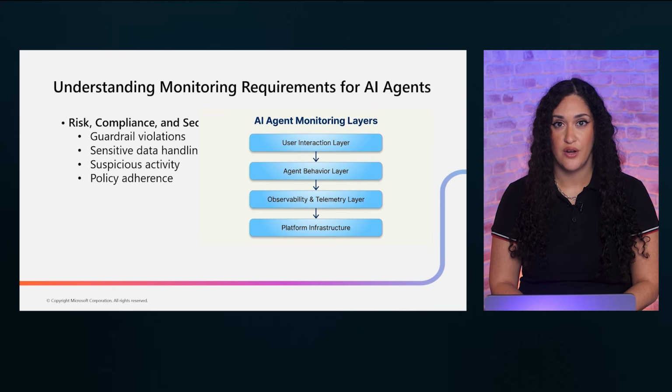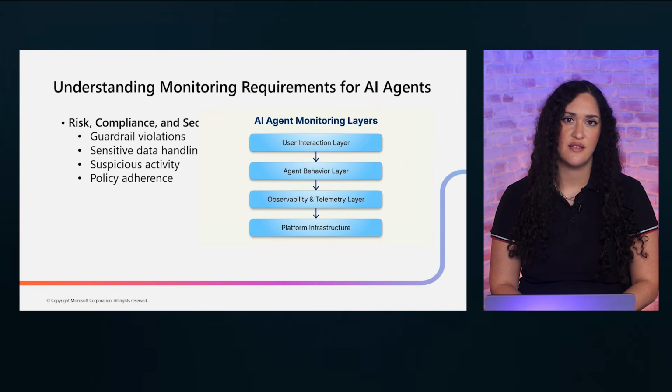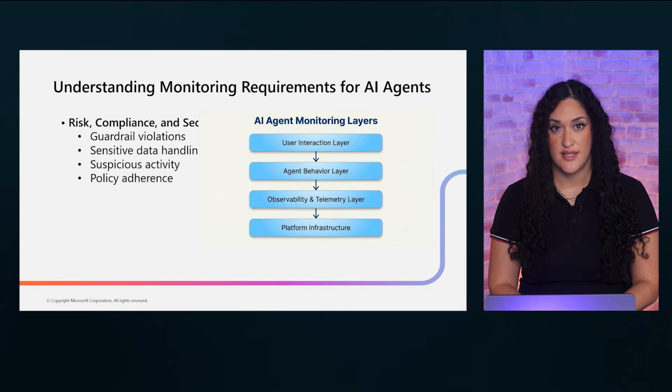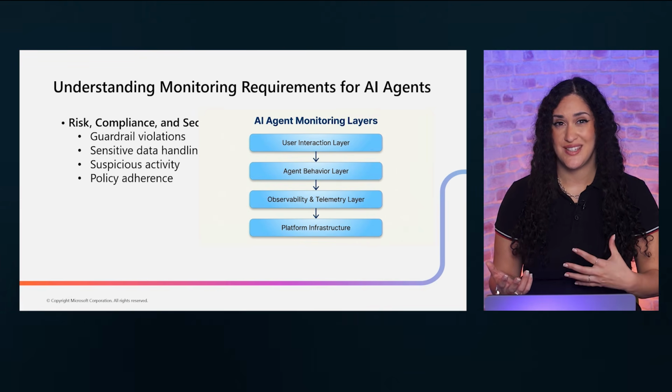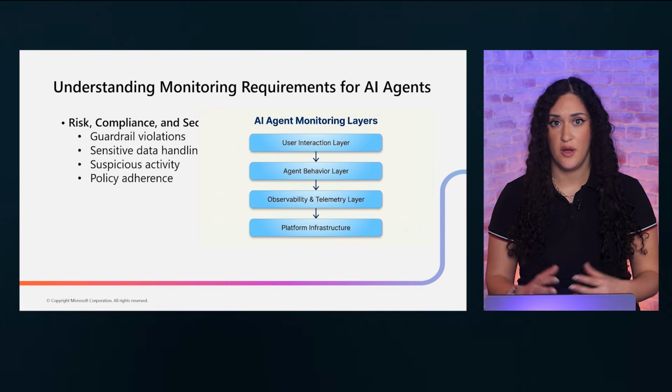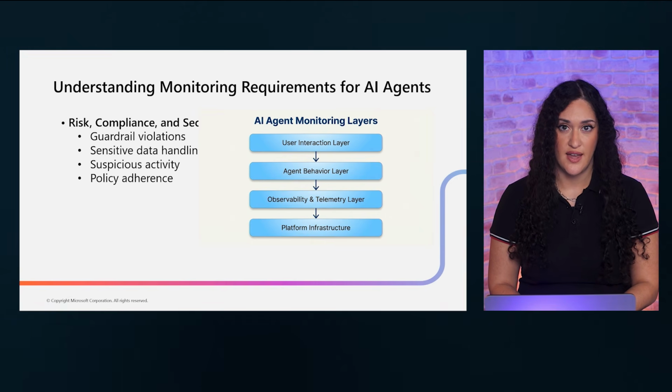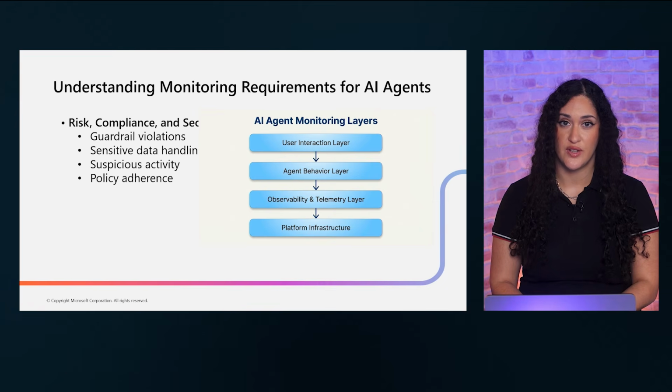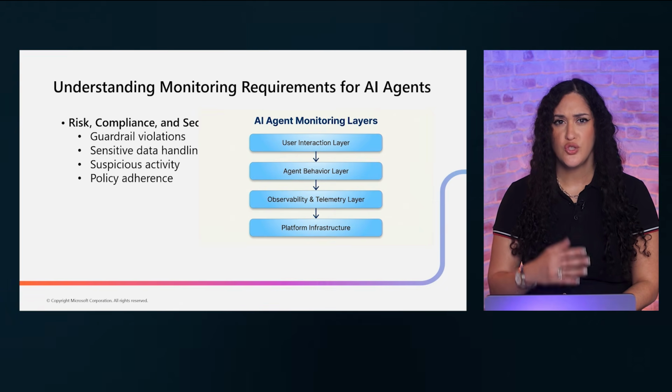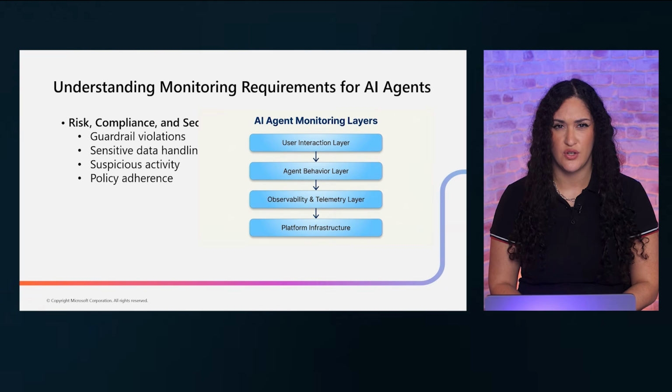The final monitoring layer is risk, compliance, and security, and honestly, this is where many organizations struggle the most. You need to monitor guardrail violations. Are users or the agent itself trying to do things outside of policy? Sensitive data handling is critical. Is the agent exposing or mishandling confidential information? You also want to watch for suspicious activity patterns and overall policy adherence.